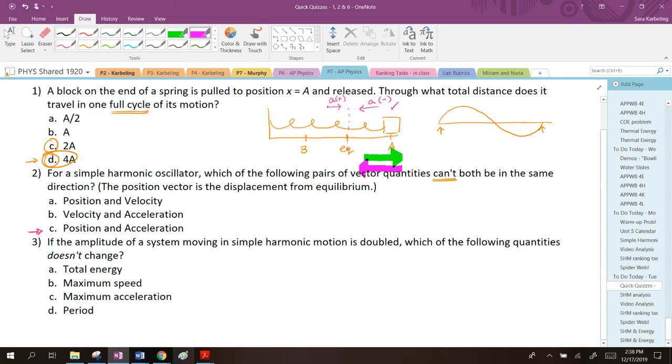So you can have a positive velocity and a positive displacement. You can have a negative velocity and a positive displacement. You can have a negative velocity and a negative displacement. You can have a positive velocity and a negative displacement. So these can be the same or different. But B can also be the same or different because you can have a negative velocity and a positive acceleration. That's true. So that one can't be that one. So process of elimination. Is there physics that can show us the right answer?